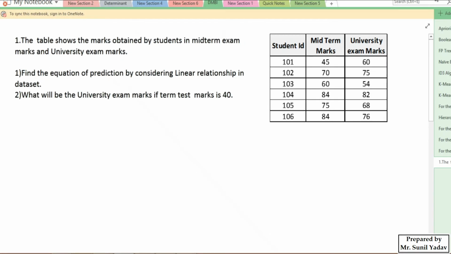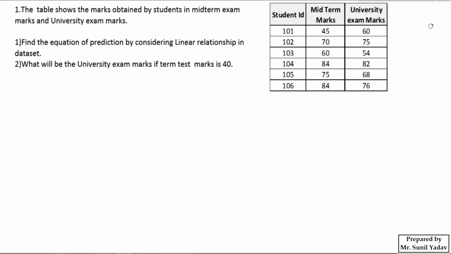So here we'll read the problem first. In the problem they have given a table that shows the marks obtained by the students in the midterm exam and the university exam. In this table we have three columns: student ID, midterm marks and university exam marks, where every student has two data points. One is midterm marks and the other is university exam marks. If we consider student 101, he scored 45 marks in midterm and 60 marks in the university exam.